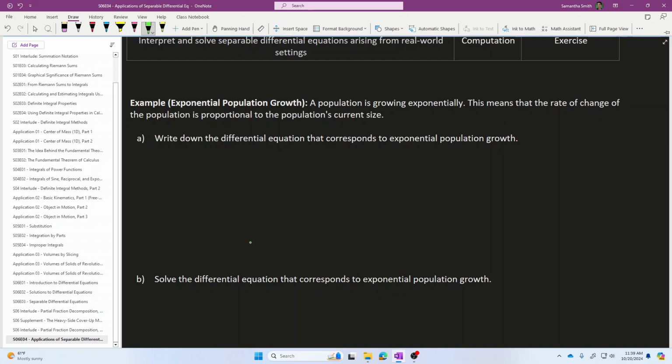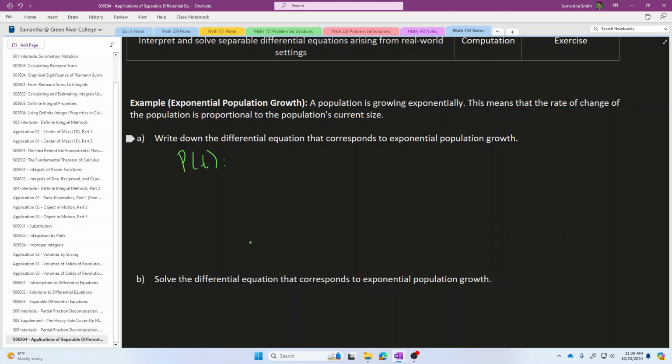I'm going to introduce some notation here. I'm going to let p as a function of t be the population at a time t. And I'm going to try and, in this notation, write down a mathematical statement that is the equivalent of this English statement here that I've bracketed. They say the rate of change of the population. So the derivative of the population is what will tell me its rate of change.